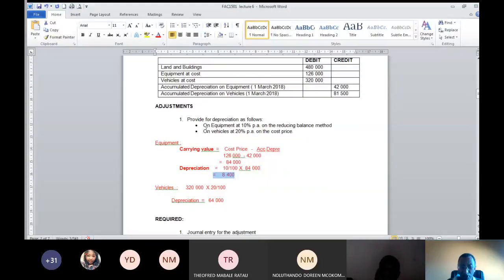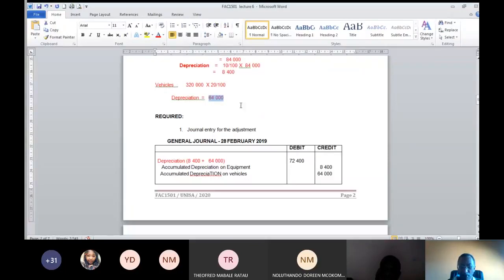Your adjustment tells you that the vehicles must be depreciated at 20% per annum on the cost price. Cost price, sometimes called the straight line method: take 20% of that amount, 20% of 320,000, and that will give you depreciation of 64,000 Rand.